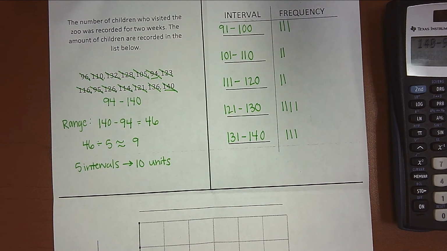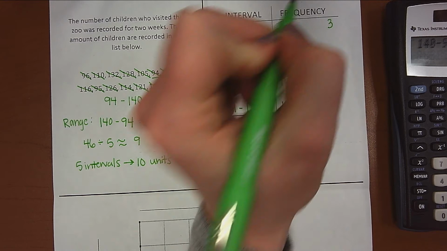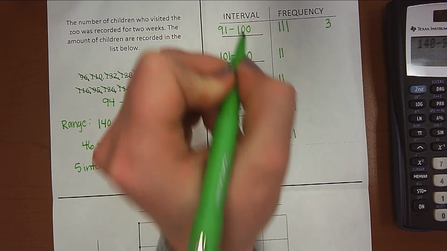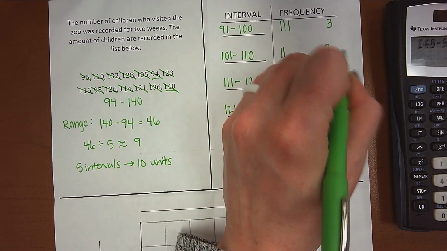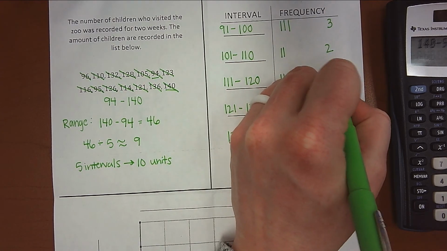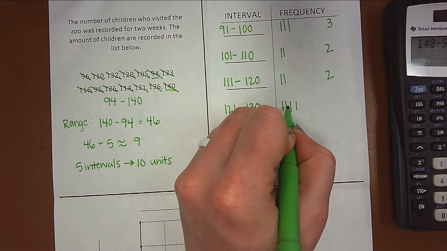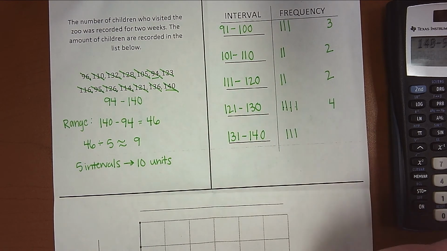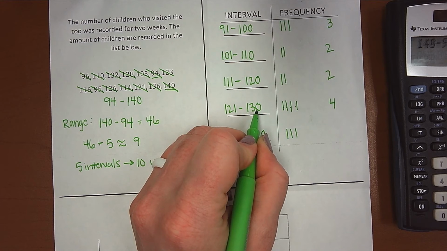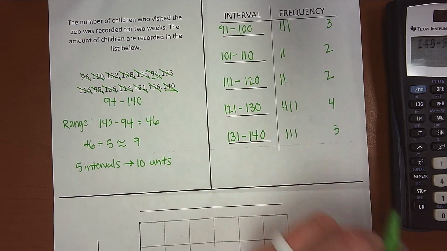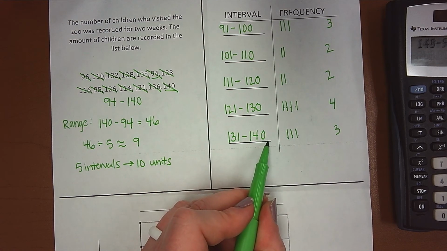So now I'm going to total my tallies in my frequency table. From 91 to 100, there were 3 days that there were 91 to 100 children there. There were 2 days where there were 101 to 110 children at the zoo, so I'm going to put a 2 here next to those 2 tallies. 2 tallies here means that there were 2 days where there were 111 to 120 children at the zoo. 1, 2, 3, 4 tallies here tells me that there were 4 days where there were 121 to 130 children there. And then 1, 2, 3 tallies here, I'm going to put my 3. That represents that there were 3 days where there were 131 through 140 children at the zoo.